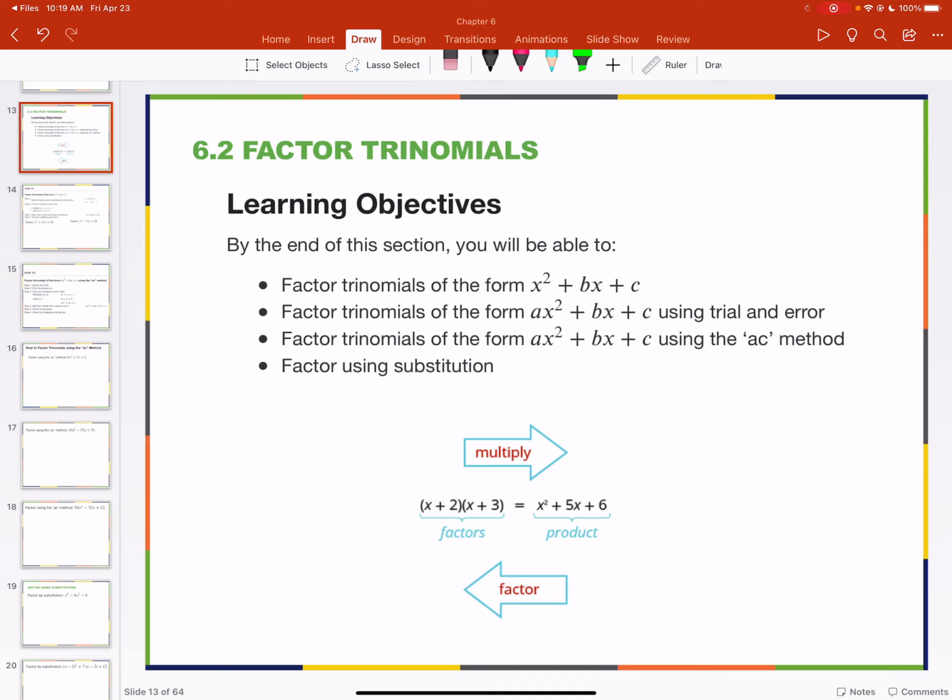Hello everyone, welcome to section 6.2, in which we're dealing with factoring trinomials. I know you guys are so excited about this, super excited.